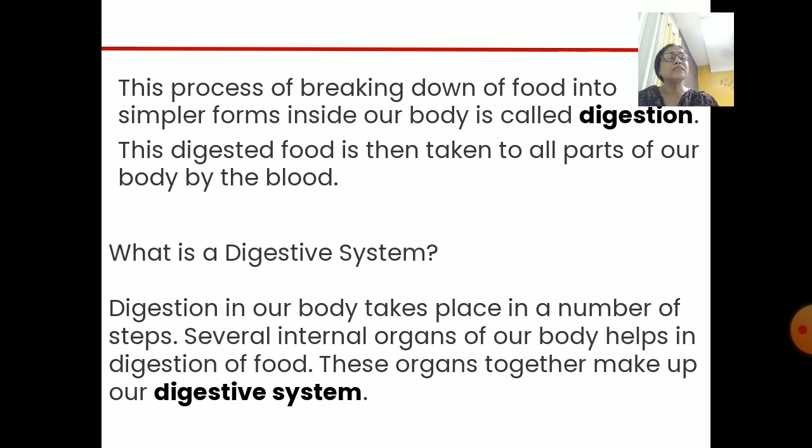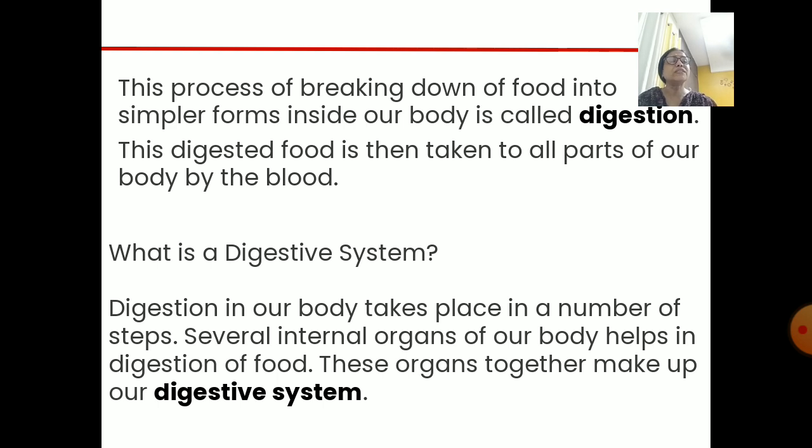Now this digestion is done by a system called the digestive system. In our body there are different systems, like circulatory system, muscular system, skeletal system. From those we will be learning about the digestive system, because the digestive system only helps in the digestion of the food. So we can say that digestion in our body takes place in the digestive system.